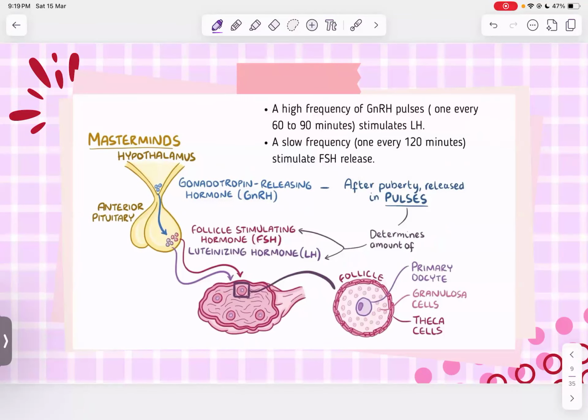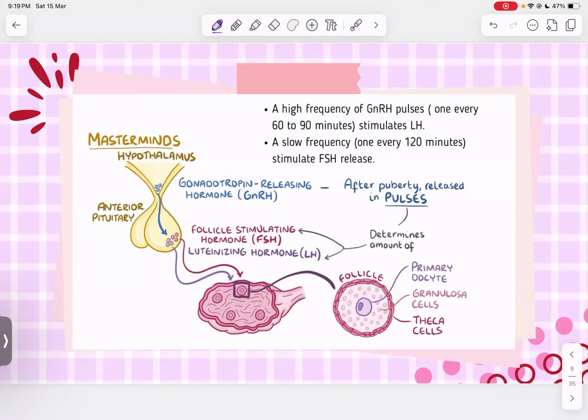Before we start with the diagram, I have to say one more thing, very major, very important. We need to know that the whole cycle is regulated by the masterminds, which are the hypothalamus and the anterior pituitary. They release hormones that regulate the whole cycle. What happens is that the hypothalamus releases the gonadotropin releasing hormone. It moves down to the anterior pituitary and releases FSH, follicle stimulating hormone, or LH, luteinizing hormone.